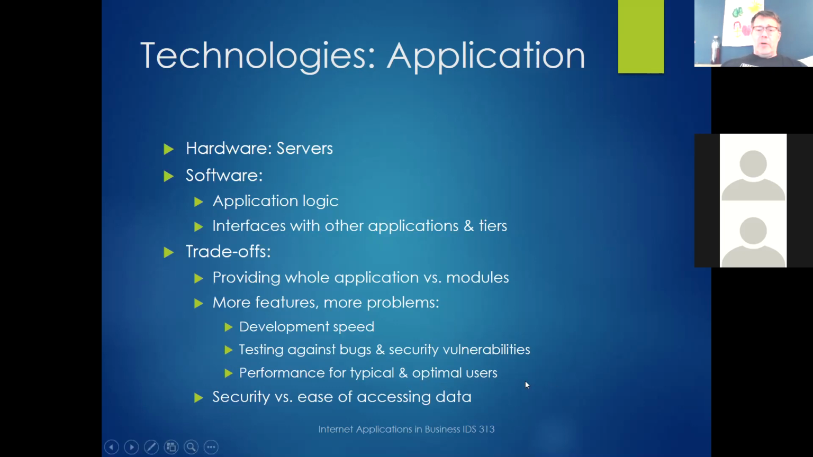And last, performance for typical and optimal users, right? Anytime you're developing an application, you're going to be putting in some features that a lot of people aren't going to use. For example, Excel. There's a whole lot of stuff in Excel that most ordinary users never use, for example, the ability to write macros, little mini applications within Excel. At UIC we have a class, I believe IDS 331, where you can learn how to write macros, but most users don't use them. So the question is, how much effort do you put into designing a feature that's probably going to be used by a small subset of users? That's one of the design decisions.